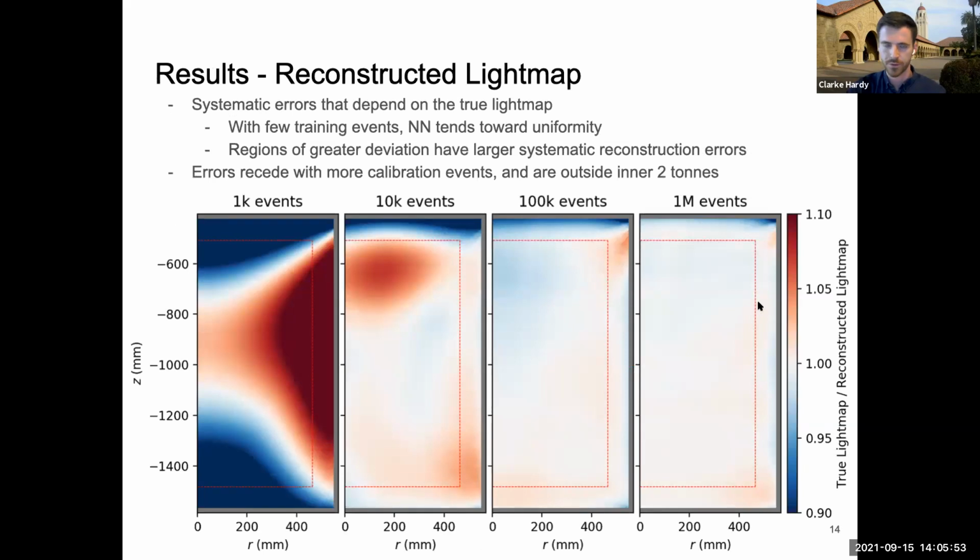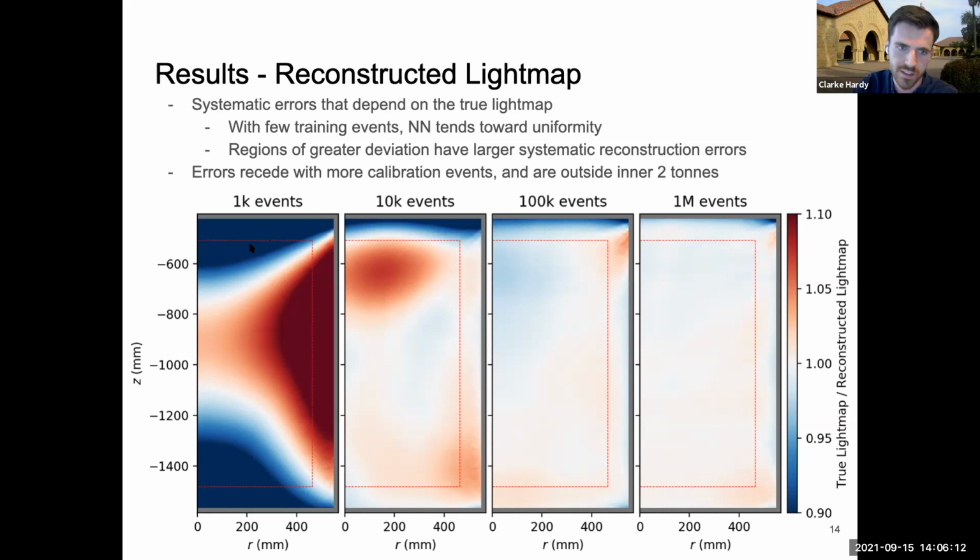So here are some first results showing the reconstructed light map from this data. What I'm showing here is basically the reconstructed light map divided by the true light map. And so anything close to 1 is good. It means an accurate reconstruction. And I'm showing this for ranges of data set sizes from 1,000 events up to 1 million events.